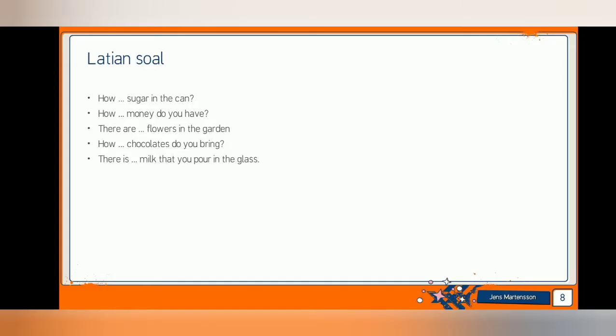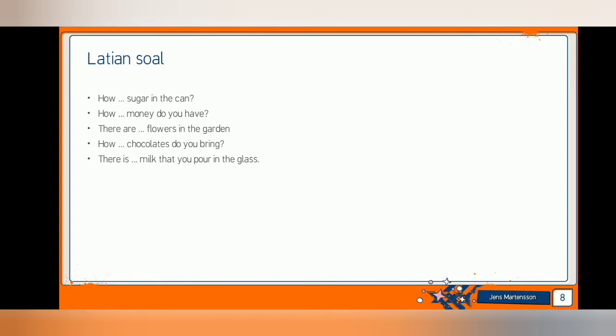So I have an exercise here. You can discuss it with your group. Now we discuss together. So in here we know sugar is an uncountable noun. So we use much here. How much sugar is in the can? And then number 2, money is what? Uncountable noun, so we use much here. How much money do you have?